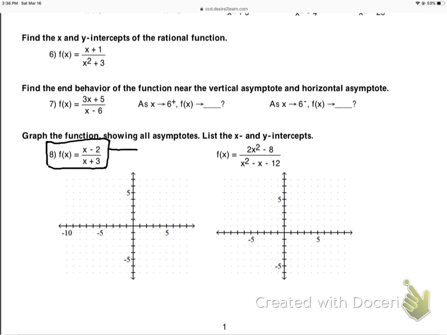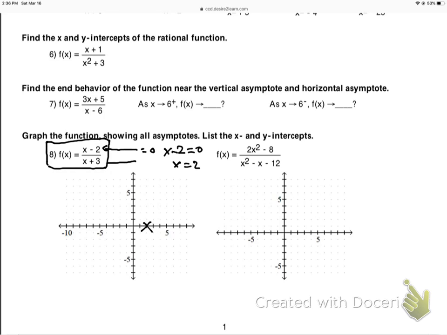If I look at the numerator, remember if you set it equal to 0, so if x minus 2 equals 0, if you add a 2 to both sides, x equals 2, that's the x-intercept. Remember the denominators, that's the vertical asymptote. It'll still look the same, x equals whatever it is, but this is the x-intercept. So I'm going to put that right on there, okay?